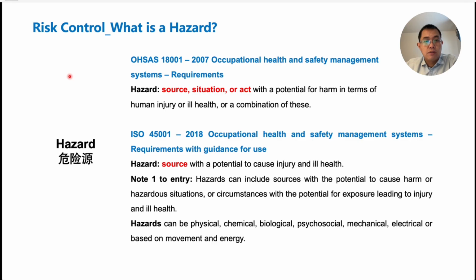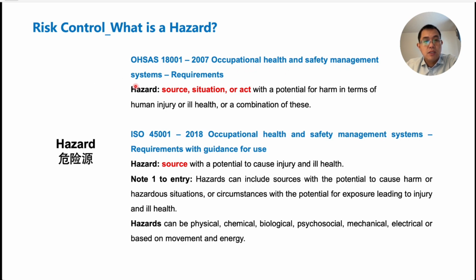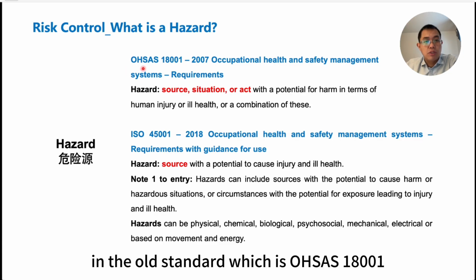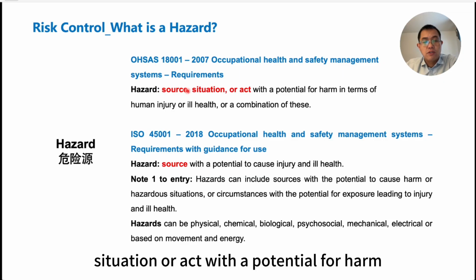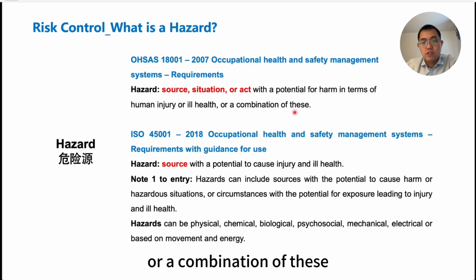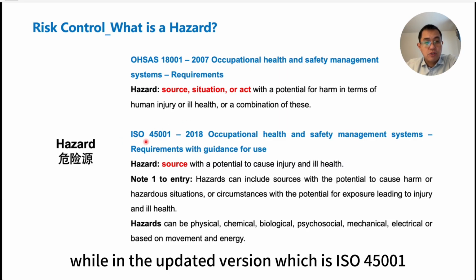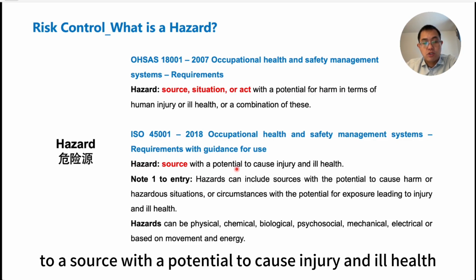What is a hazard? The definition of a hazard originally came from Occupational Health and Safety Management System. In the old standard, which is OHSAS 18001, a hazard was defined as a source, situation, or act with a potential for harm in terms of human injury or ill health, or a combination of these. While in the updated version, which is ISO 45001, the definition is simplified to a source with a potential to cause injury and ill health.